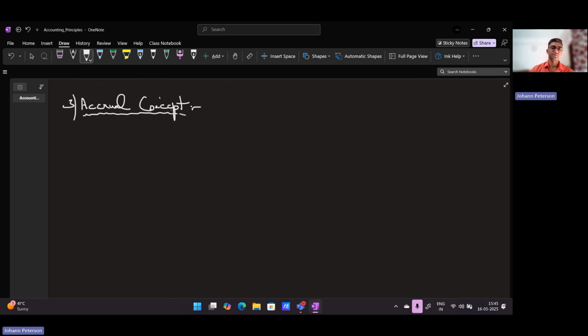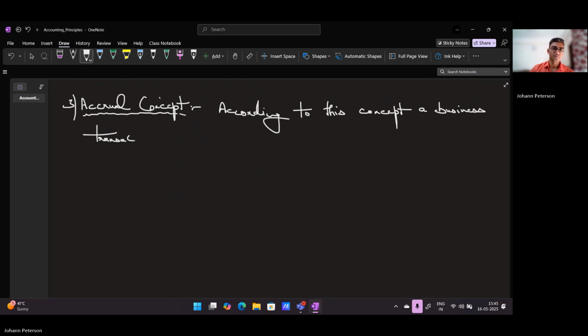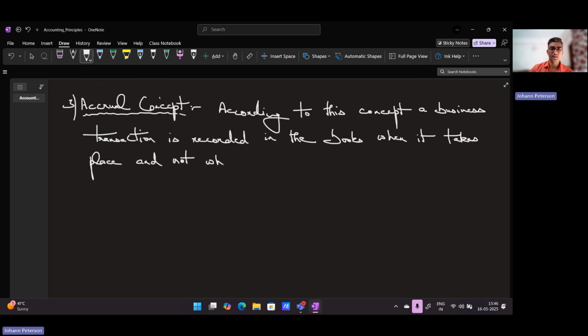So, what does this mean? First, we will write what this means, and then we will try and understand this. According to this concept, a business transaction is recorded in the books when it takes place, and not when the settlement takes place.